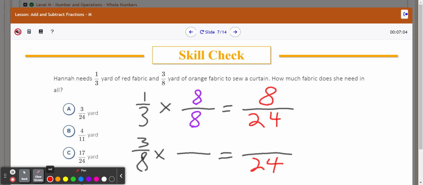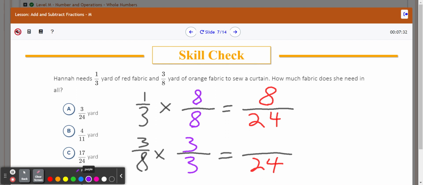They're the same number. I'm going to do the same thing with the bottom. Ready? 8 times what is 24? Or 24 divided by 8 is what? The answer is 3. 8 times 3 is 24. If I multiply the bottom by 3, you have to multiply the top by 3. Whatever you multiply the bottom with, you multiply the top with. Whatever you multiply the top with, you multiply the bottom with.